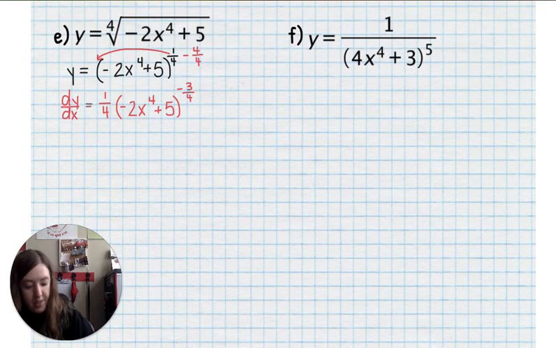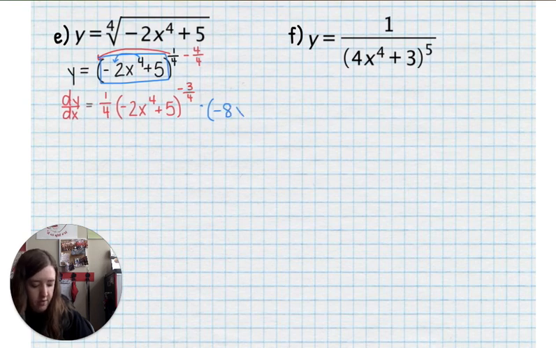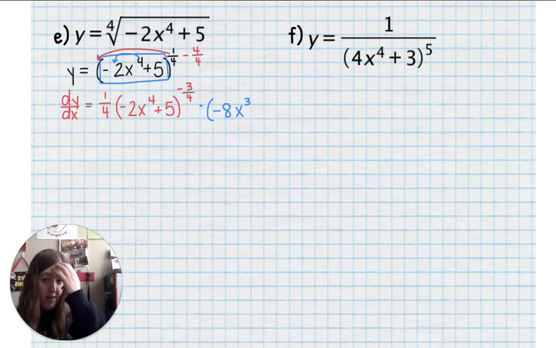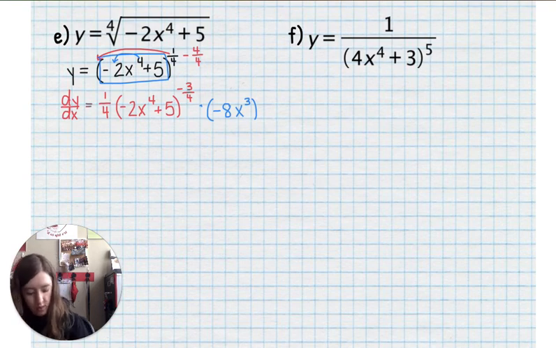Now we're going to multiply by the derivative of the inside. So times. We'll bring this 4 down and multiply. Negative 2 times 4 is negative 8. We have our x. 4 minus 1 is 3, so x is going to be cubed. And then the derivative of a constant of 5 is just 0. So I'm going to ignore him. All right. So if you wanted to start combining things and simplifying, you absolutely could.